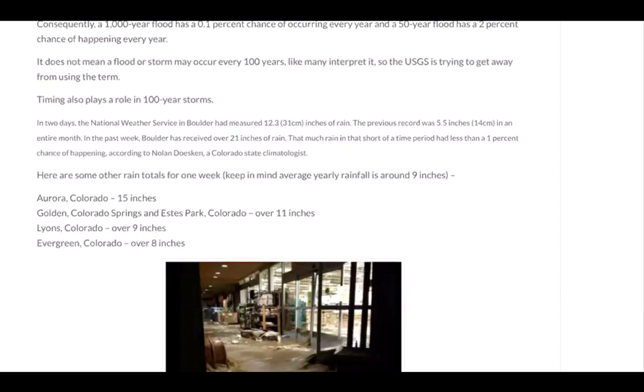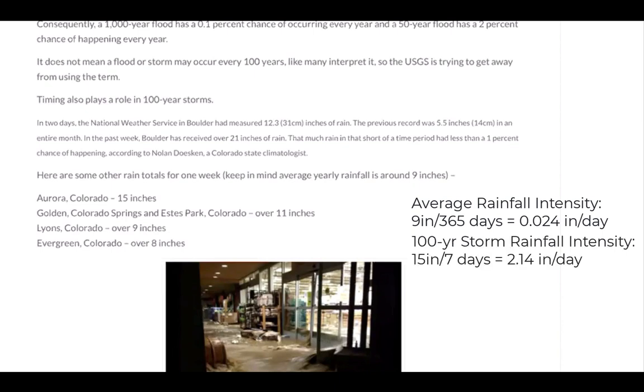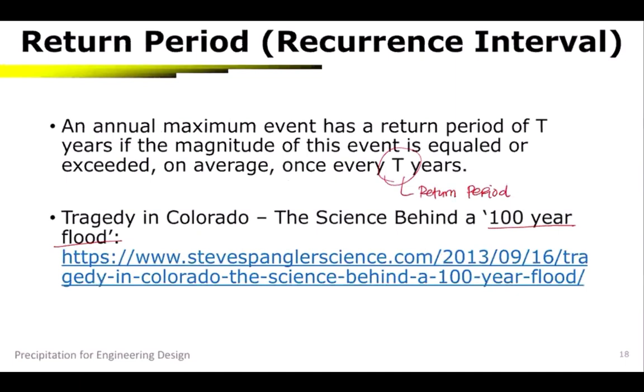Okay, so if we were to calculate the intensity, 9 inches divided by 365, that's 0.024 intensity. Okay, intensity of 0.024. In this case, for Aurora, Colorado, it's 15 inches in 7 days. That's 2.14 inches per day. Okay, so they greatly exceeded the total amount of rain that they receive in a year in 7 days. It's pretty crazy. That is a 100-year storm.